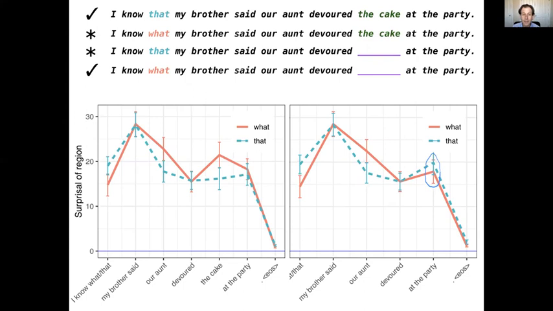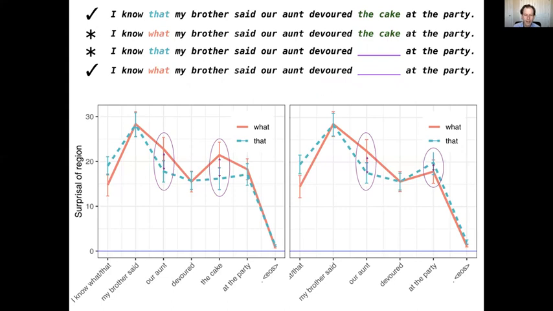And that's not odd at all either. That's a very human-like pattern, because in the that condition, because devoured is an obligatorily transitive verb, there should be a strong expectation that what will come next is an object. But there's none. And so it's surprising to skip over where the object would be and hit the phrase at the party. In the what condition, on the other hand, because the model expects a gap, there's nothing odd about moving from devoured to at the party. And so that manifests in the surprisal differential, which is the reverse of what we saw in the left panel. Okay, so those are the two different conditions.